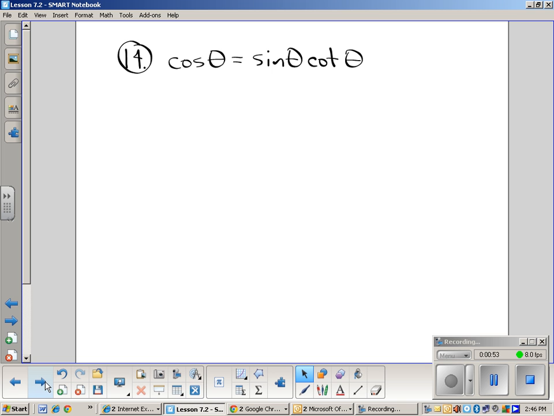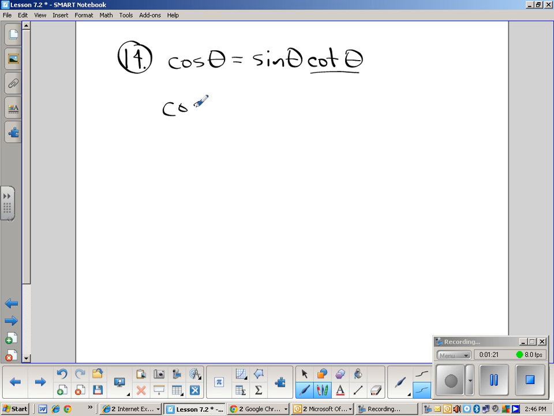First example, following our rules. We normally want to make the more complicated side simpler. Occasionally, though, it may go the other way. We certainly want to change anything that's not sine or cosine into sine and cosine if we can. And so in this first example, I see a cotangent here. I'm going to want to change that into sines and cosines.